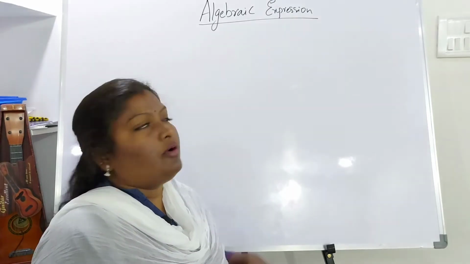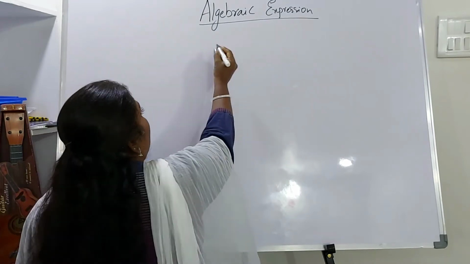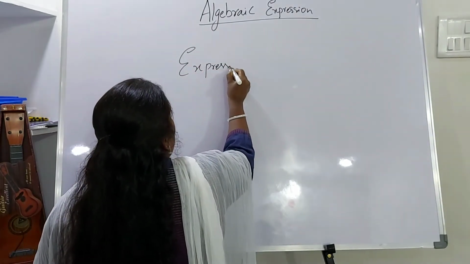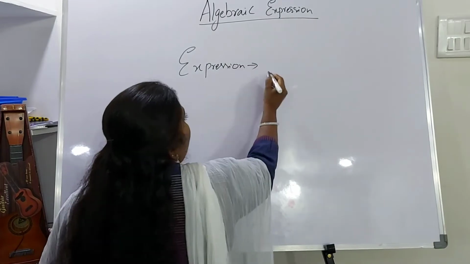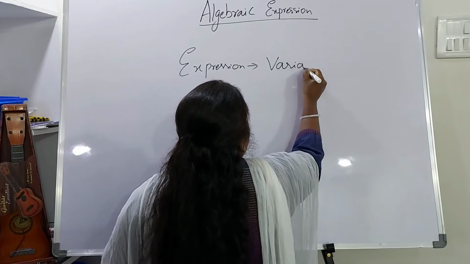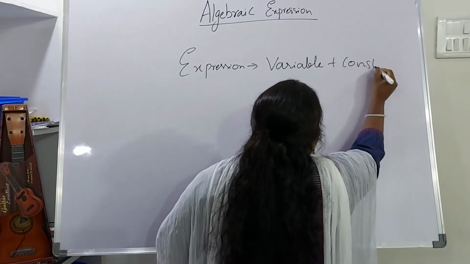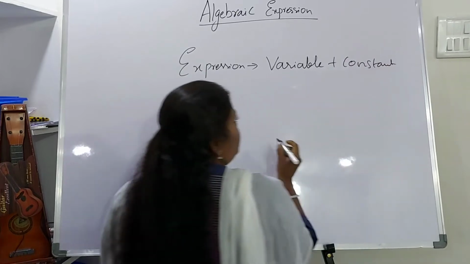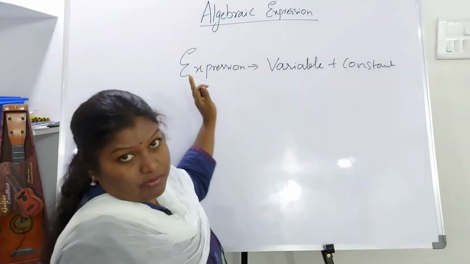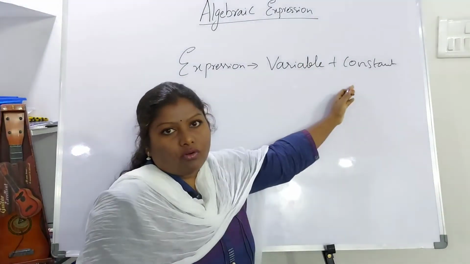Today we'll be learning about algebraic expression. Algebraic expression is nothing but an expression of variable and constant. I repeat once again, algebraic expression is nothing but a combination of expression. In an expression we can see variable and a constant.